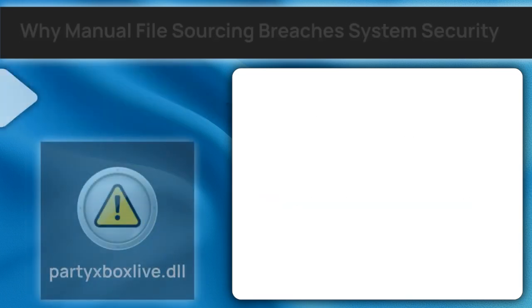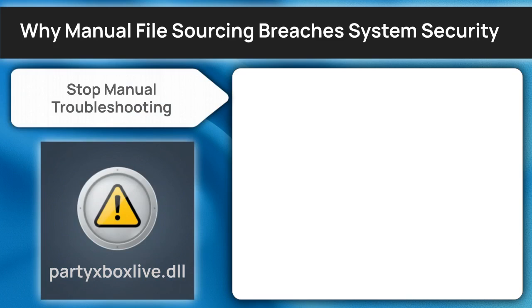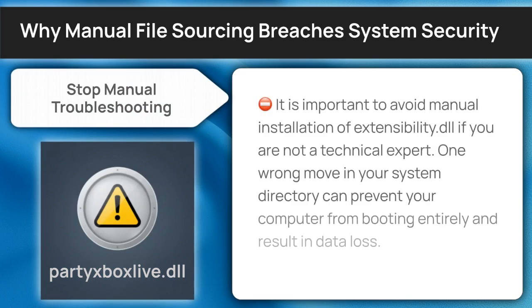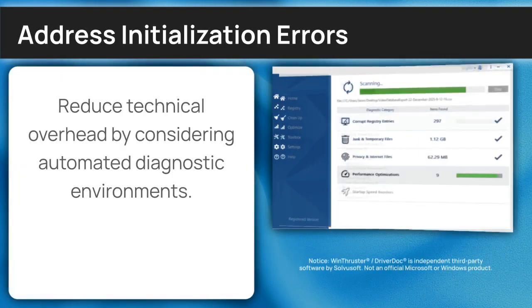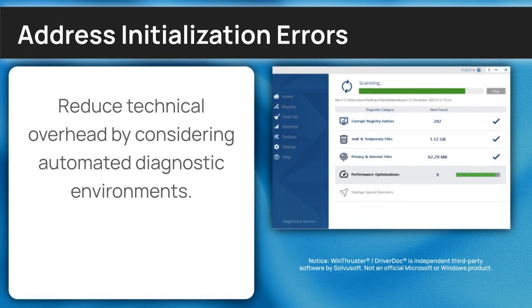Before concluding, I want to address a critical security consideration for maintaining your system's integrity. Always prioritize system safety by avoiding manual swaps of Partyxbox Live DLL. Downloading individual DLLs from third-party sites is a common way for hackers to inject spyware and ransomware directly into your operating system. For a comprehensive approach to system health, I recommend incorporating a verified maintenance protocol into your routine.